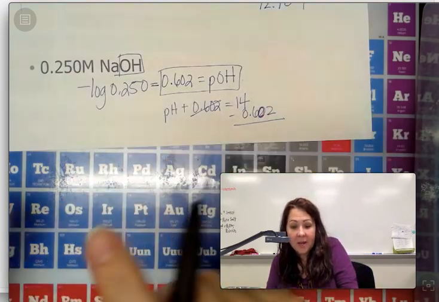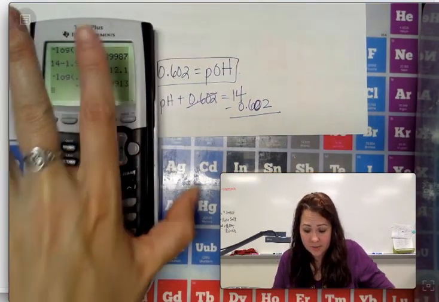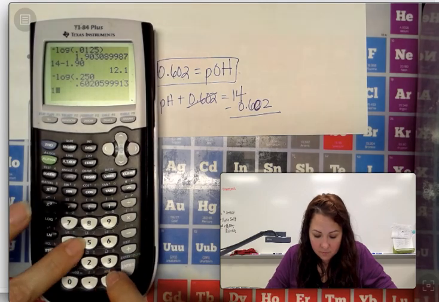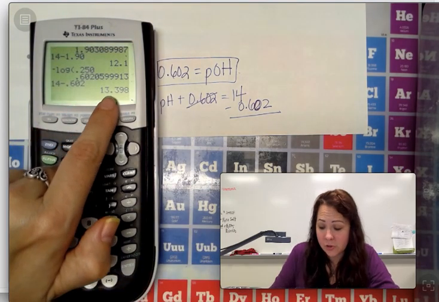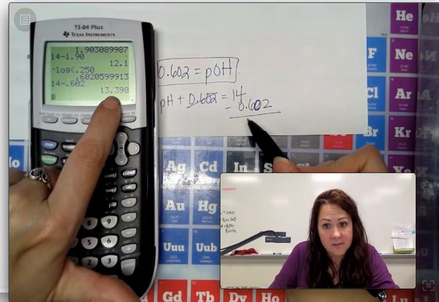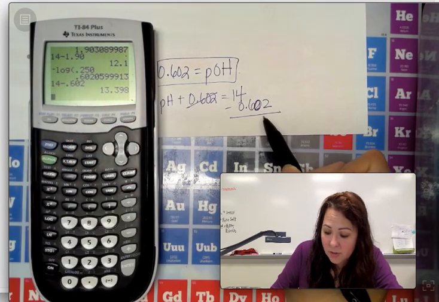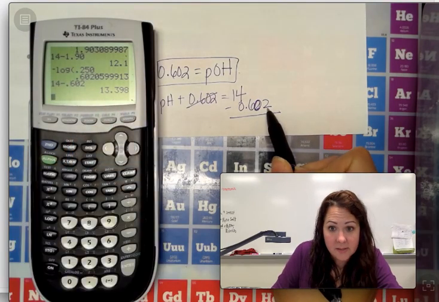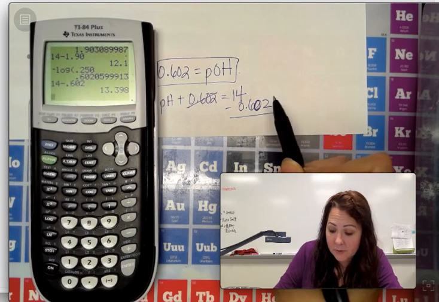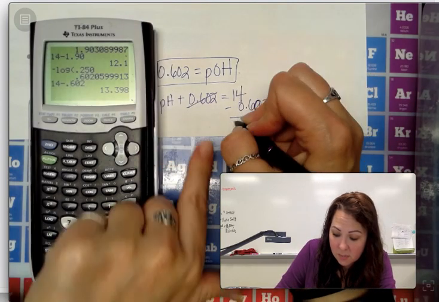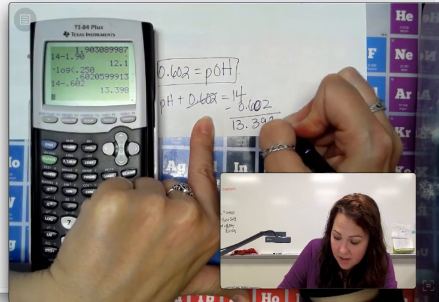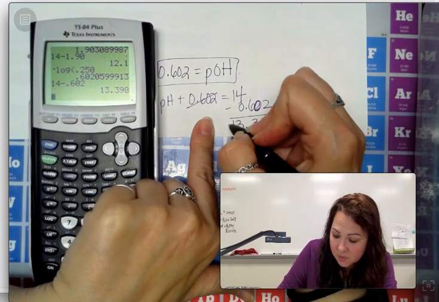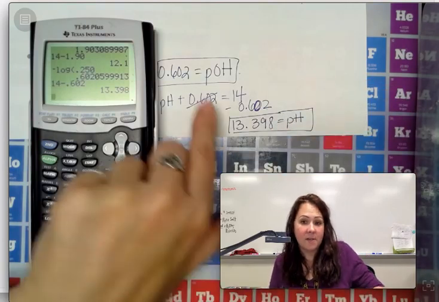again, I'm going to use my calculator just to show you what it says. I really don't need it, but my calculator screen actually shows me 3 decimal places. This number has 1, 2, 3 decimal places. So I'm going to write down all of those decimal places. So 13.398 is my pH. pH plus pOH equals 14.